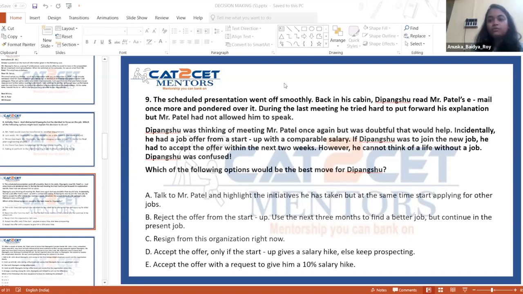Right. However, he cannot think of a life without a job. So Dipanshu was confused. Now, which of the following options would be the best move for Dipanshu? So for whom? For Dipanshu. Okay. We start with POE.